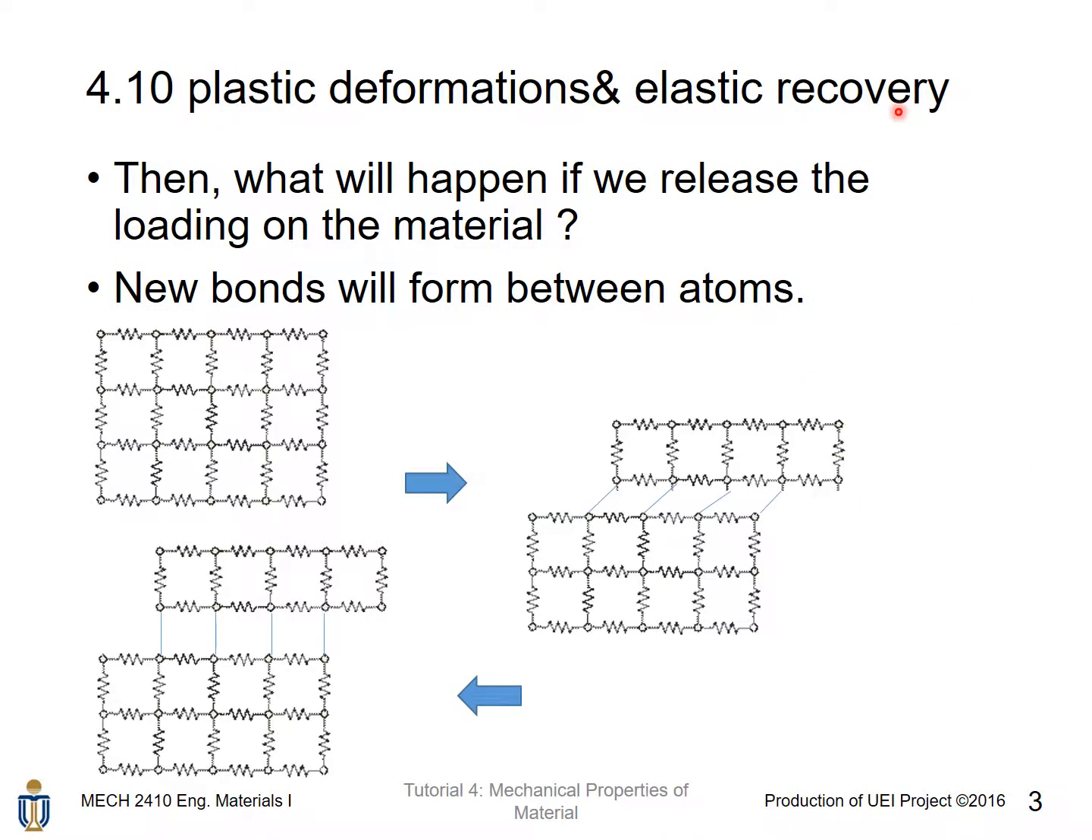Okay, so what will happen if we release the loadings on the material? New bonds will form between the atoms, and it will actually recover some of the deformation. But again, you can see from the picture here, the material itself is already permanently deformed due to the formation of the new bonds.